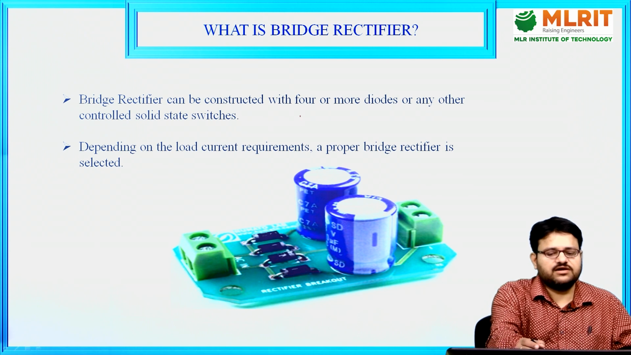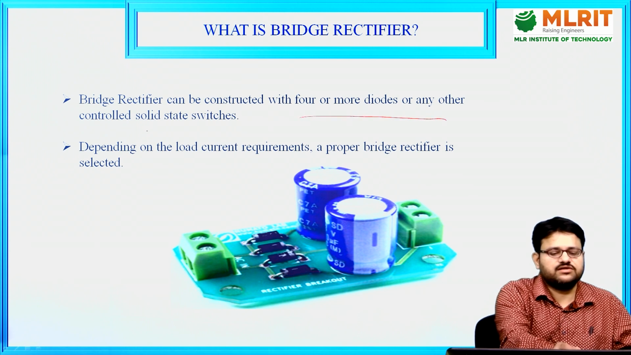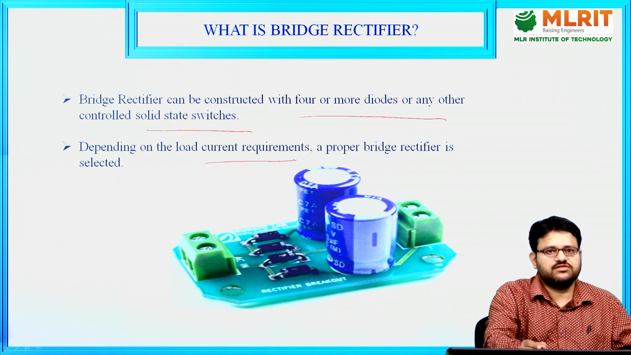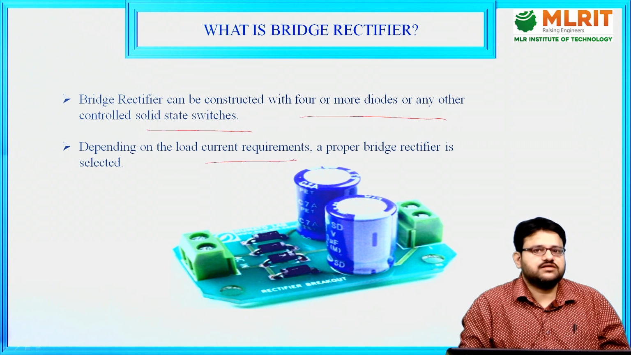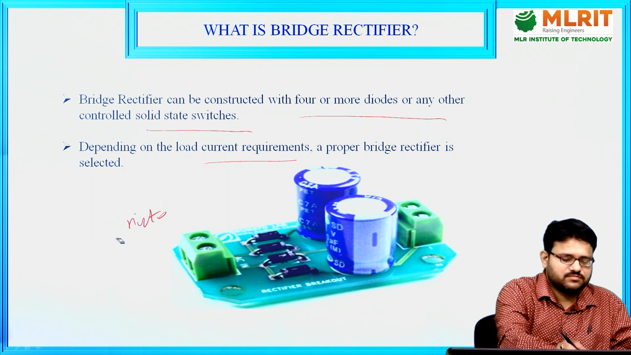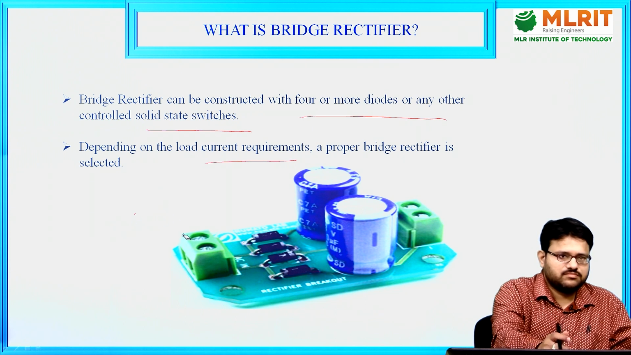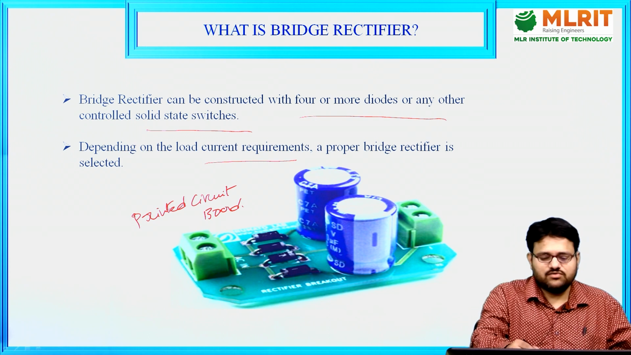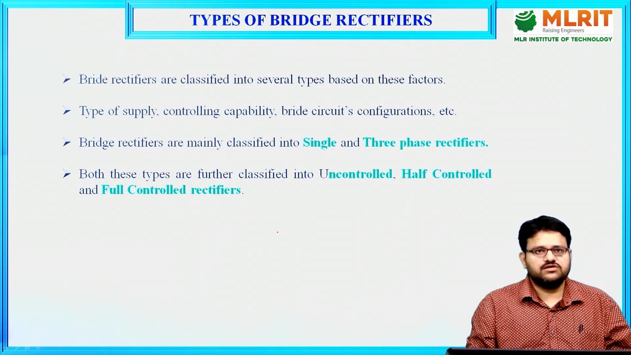A bridge rectifier can be constructed with four or more diodes or any other controlled solid state devices. Depending upon the load current requirements, a proper bridge rectifier is selected. So this is the printed circuit board, and here we have the diodes and ICs.